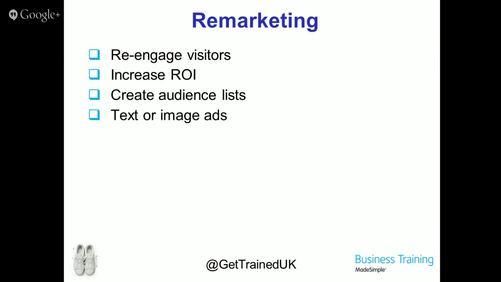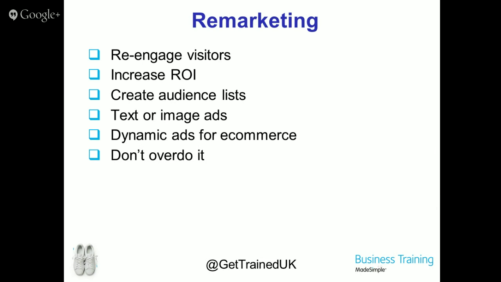Once people are on that list, you can create either text ads or image ads, which generally get a better response because they've got more impact. You can create text or image ads and show those to the people who are on your chosen audience list. If you're doing e-commerce, you can even do dynamic ads, where it will actually show an ad with the specific products that person's been looking at and the pricing and everything like that. And if it's done right, it can work really well. What I would say is don't overdo it.